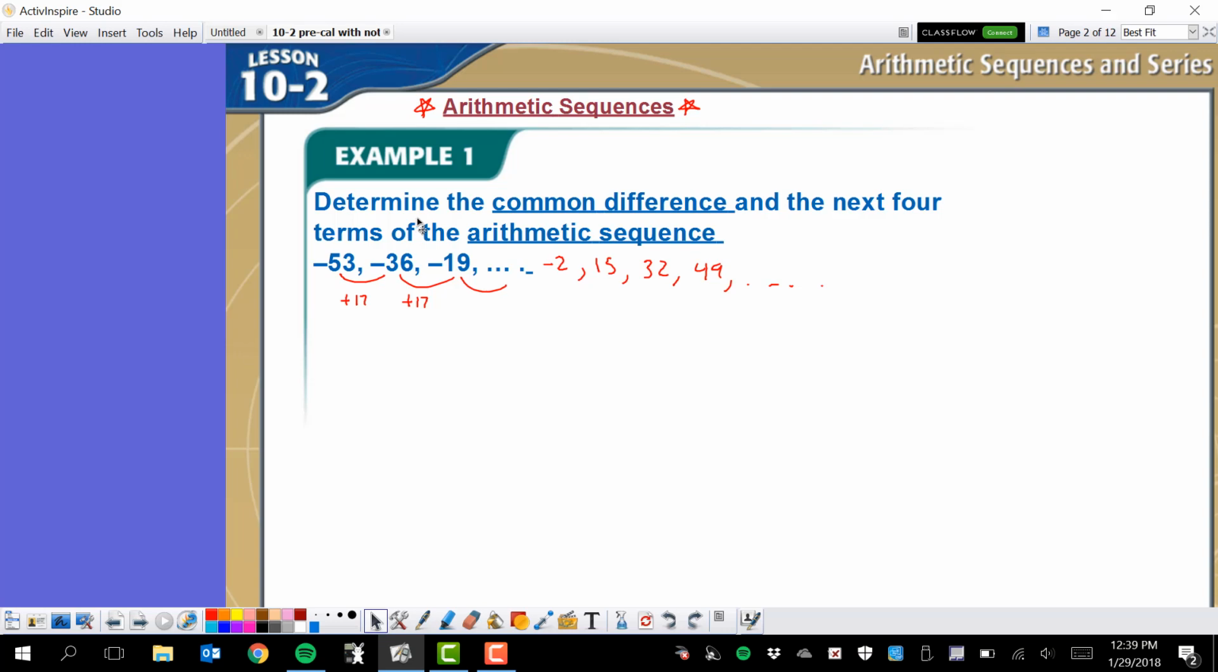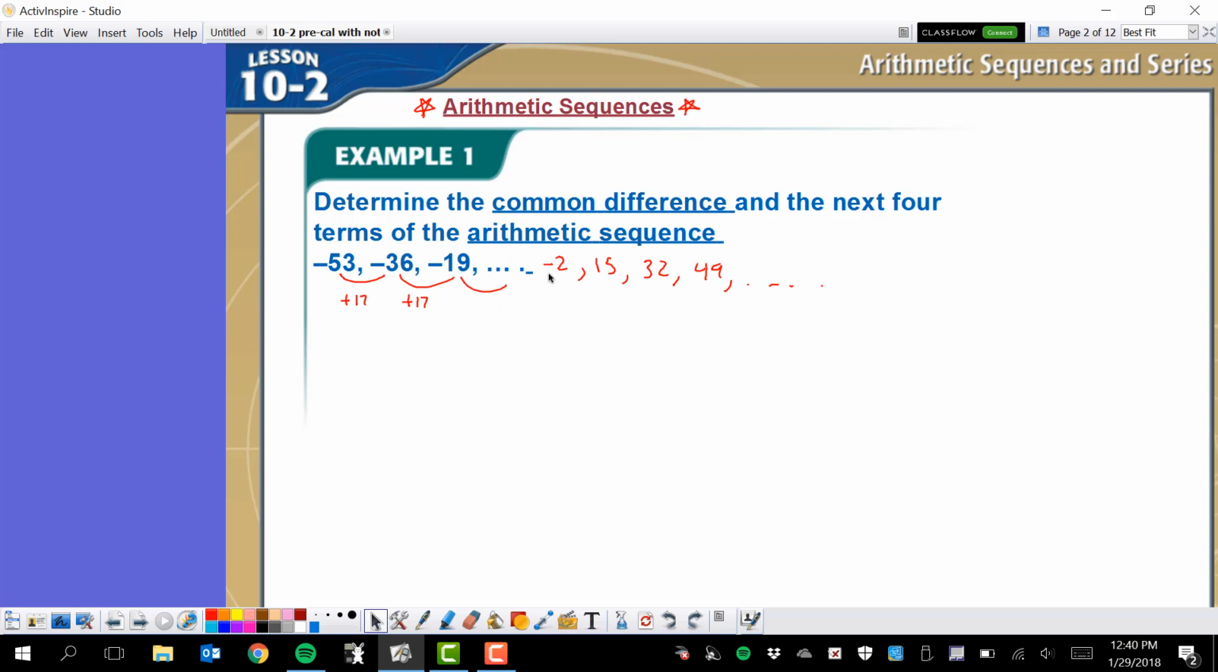So this problem asks you to determine the common difference and the next four terms of the arithmetic sequence. As we look through this, we see negative 53, negative 36, negative 19. As you do a little number crunching, you can see that the difference is plus 17 every single time. So the common difference here is plus 17, and this makes it arithmetic because it's plus 17, not times 17, not divided by 17, but plus. Remember, to be arithmetic, it has to be either plus or minus the same number.